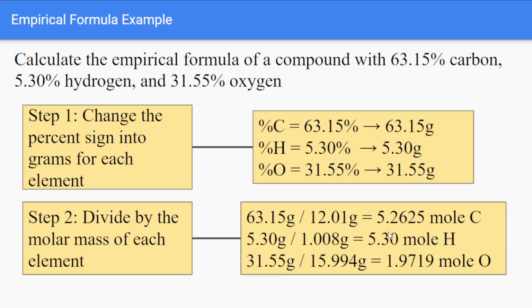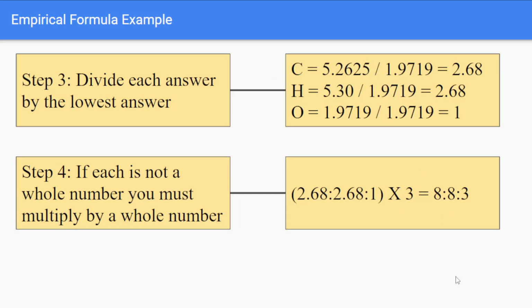Step 2, divide by the molar mass of each one of these elements. It'll give you a number of moles for that element, and then you want to find the lowest number. Oxygen has the lowest number of moles. So next, we're going to divide all of those by the lowest number. Since 1.9719 is the lowest, we're going to divide them all by that.